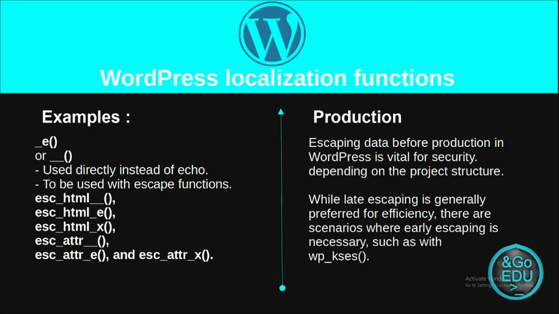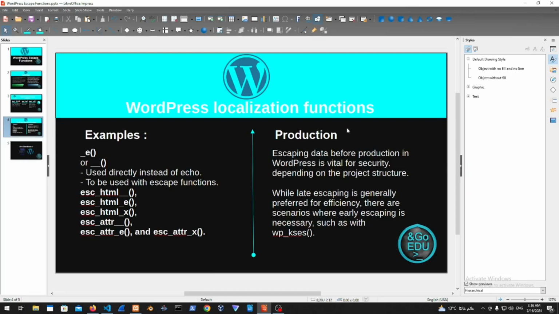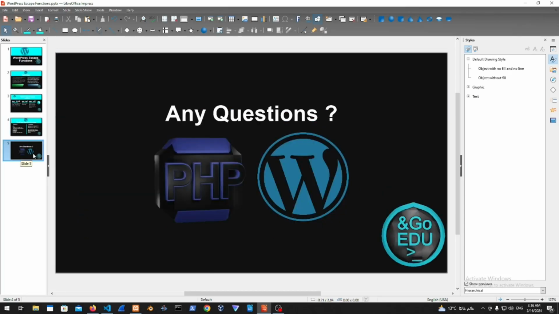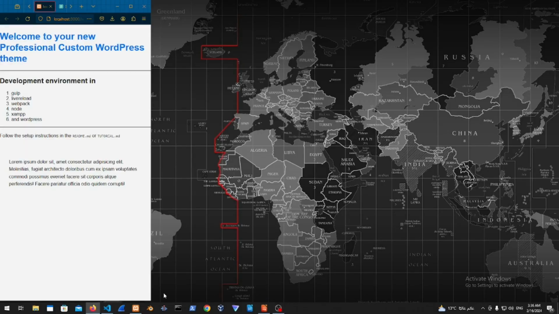So like I said, make sure just before production to use escape functions as much as possible. And of course, if you're using custom escaping, then do that early. All right, so that is it in terms of the summary. Let's actually show you some code as an example.